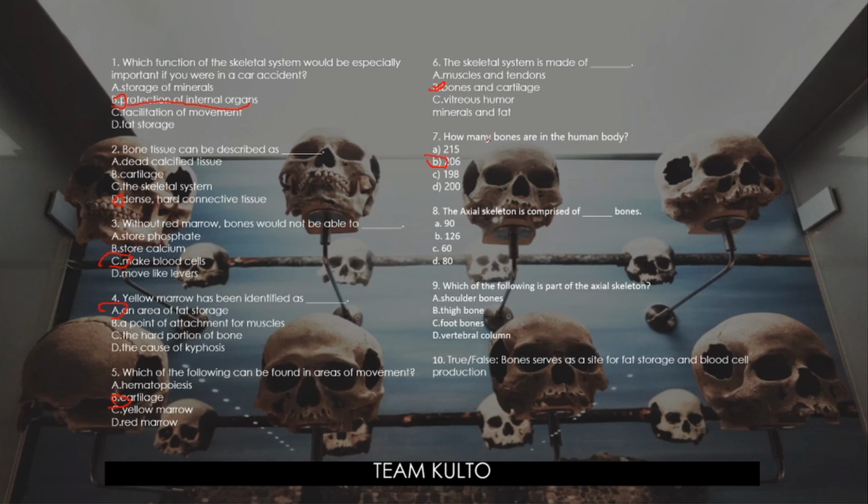The actual skeleton is comprised of what? Actual tayo. Binanggit ko to kanina. Anong sagot dito, you guys? 80. Which of the following is part of the actual skeleton? Shoulder, thigh, bone, foot, vertebral column. Iisipin mo lang, actual skeleton, center axis. So, vertebral column. True or false? Bones serve as a site for fat storage and blood cell production. The answer is true.